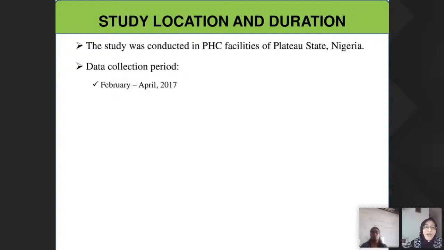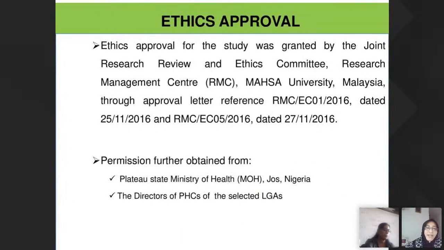Okay. So this study has been conducted in different primary healthcare facilities in Plateau State in Nigeria. The data collection period for the pilot study was between February to April 2017. Of course, before we can conduct this study, you must always make sure that you have obtained ethical clearance, ethics approval from your own institution, from your university, and the place where you're going to disseminate the questionnaires, the targeted population.